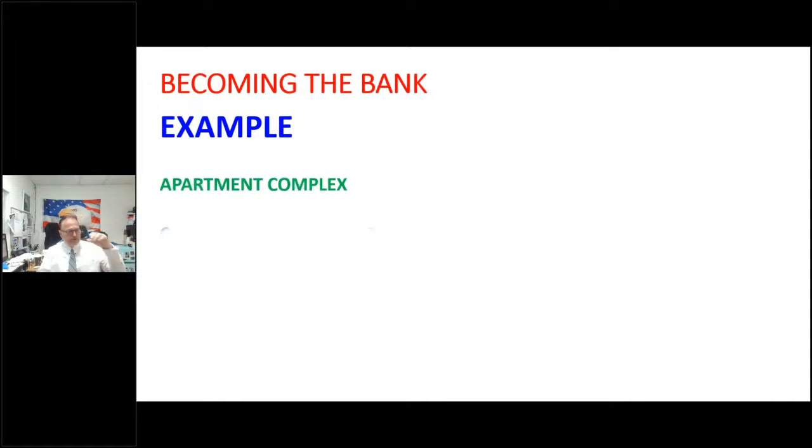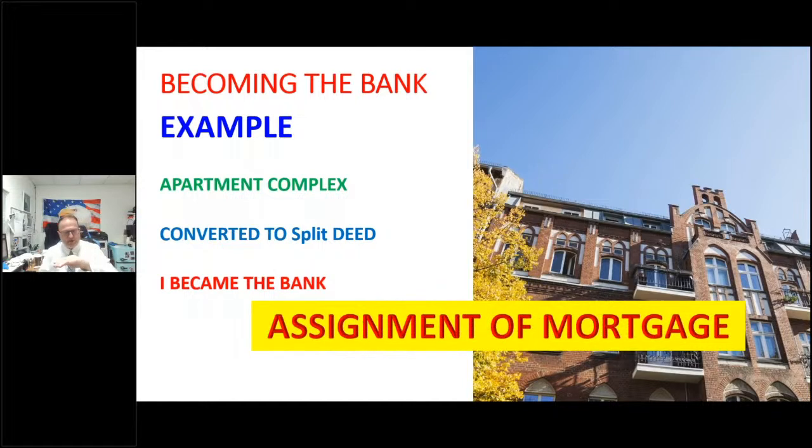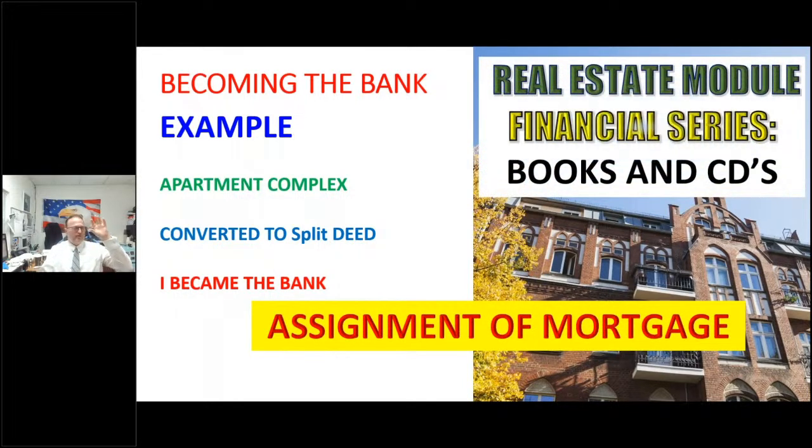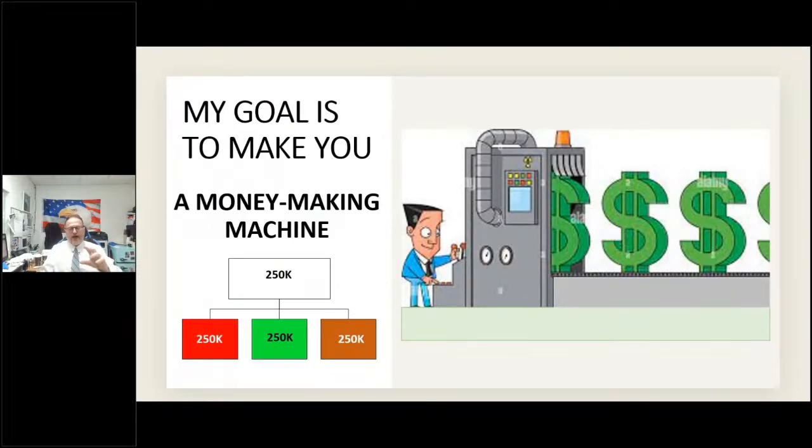So let's see the apartment complex. Let's dissect the pieces. Let's turn around and understand assignment of mortgage. And then from there, my real estate system was actually drawn for billionaires, financial system, buckets, money, tax, balance, being the bank. And we had to learn assignment of asset. Okay, let's play. I'd like to make you a money-making machine if you allow me to.